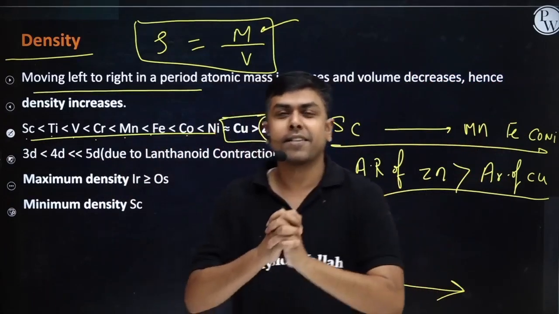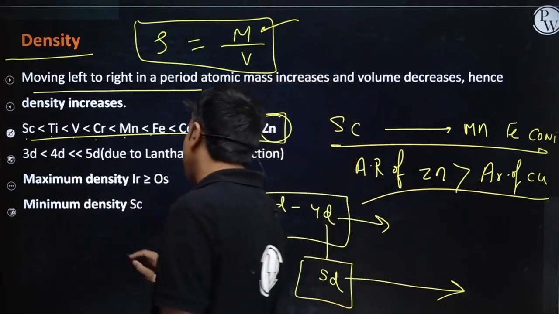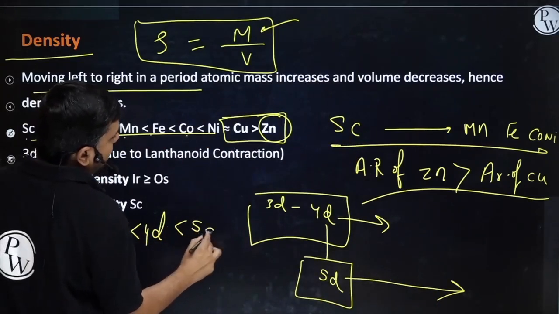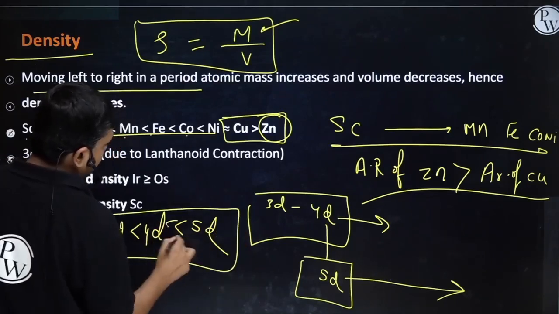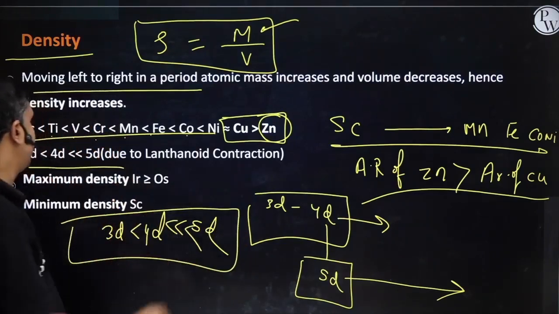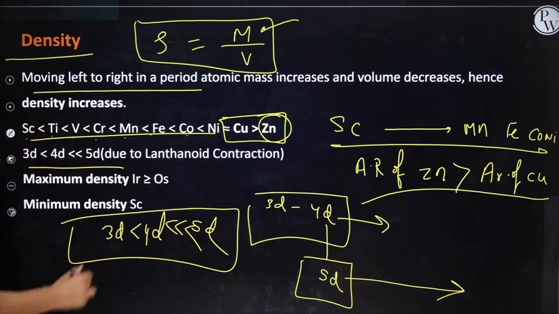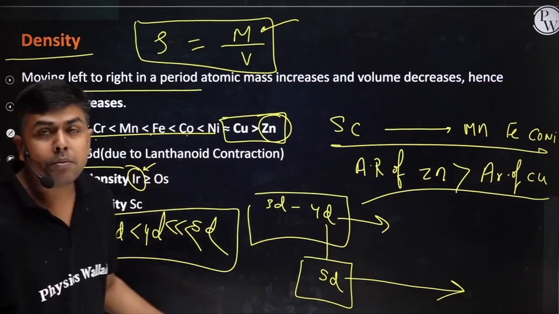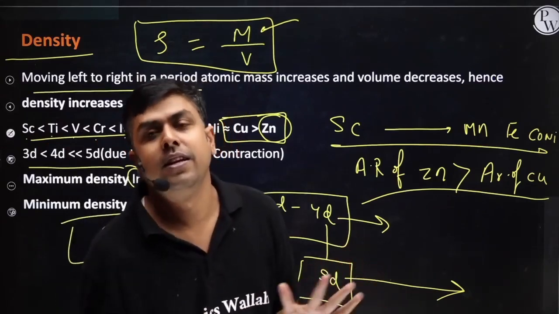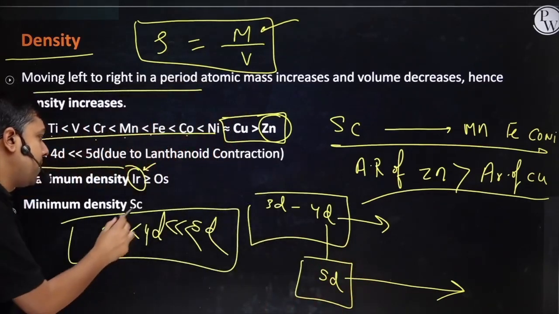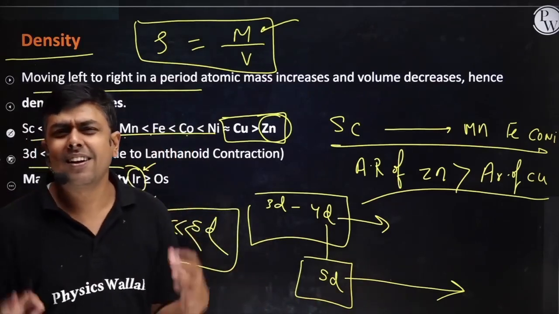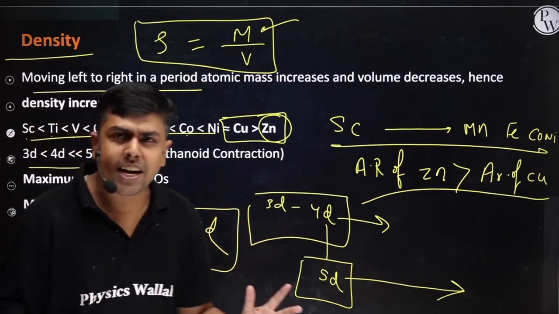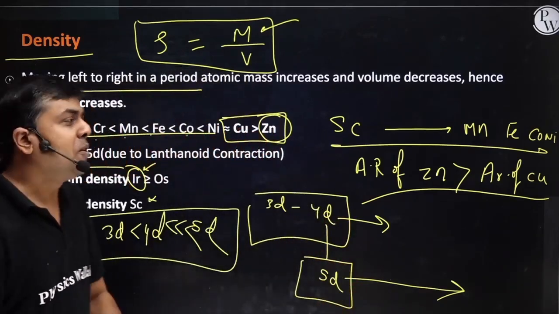Can I say density will increase to a very high extent? So as we move from 3d to 4d, density increases, but as we move from 4d to 5d, density increases to a very very high extent, as we can see here, right? Now student, the maximum density is for iridium, a 5d element. And the minimum density is for scandium. In d block elements, scandium has the minimum density. I hope these things are crystal clear. There is not much concept hidden behind these things. Simple plain information, right? So shall we move ahead? Now the interesting thing will come in.